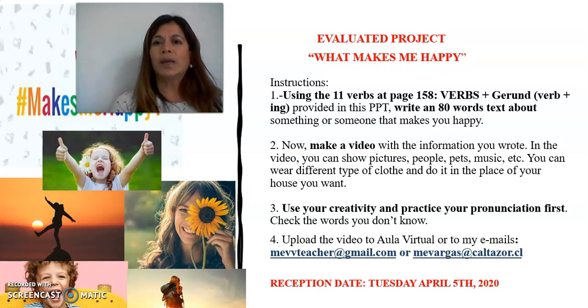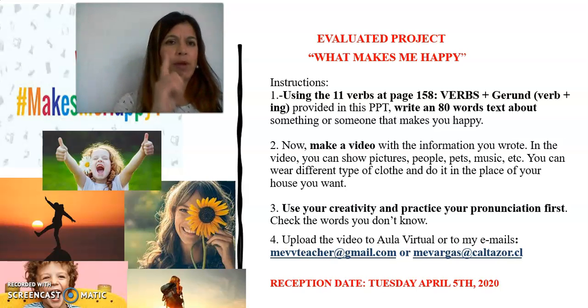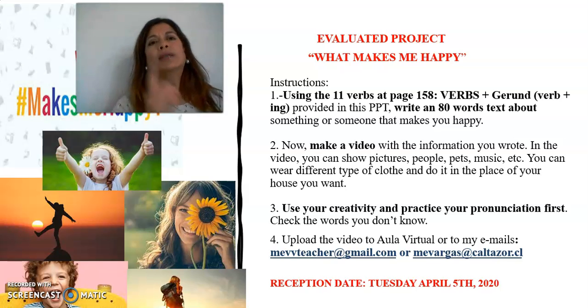What you have to do is to write, first of all, an 80 words text about something or someone that makes you happy. So you have to write, okay, a paragraph first. Don't forget capital letters. Don't forget the title. And say, for example, in my case, what makes me happy is my pet, my dog. So you can write about your dog. The paragraph is about an extension of 80 words minimum. If you want to write more than that, you can do it, of course.